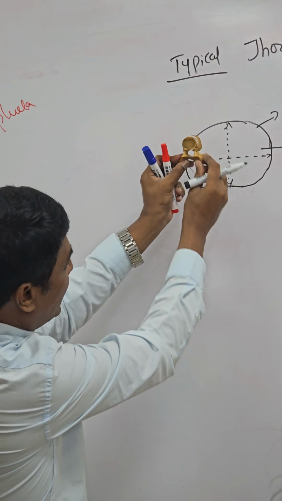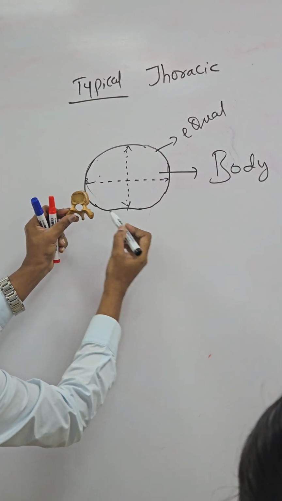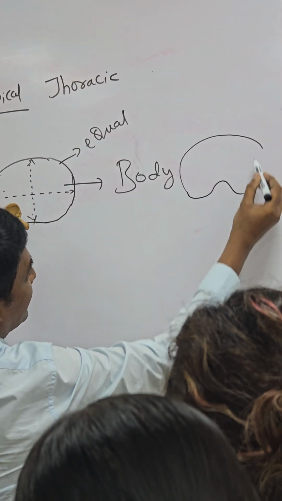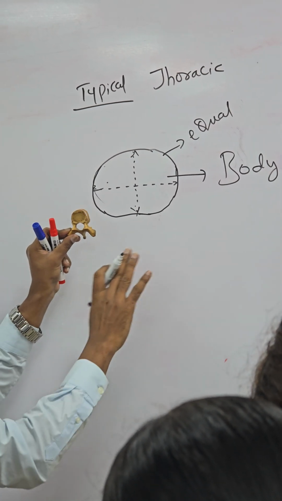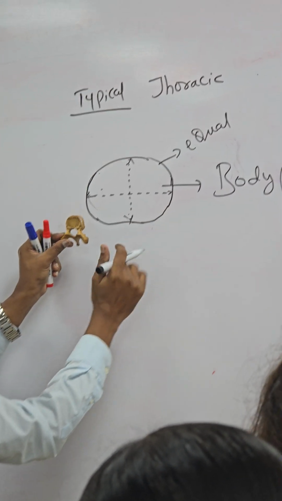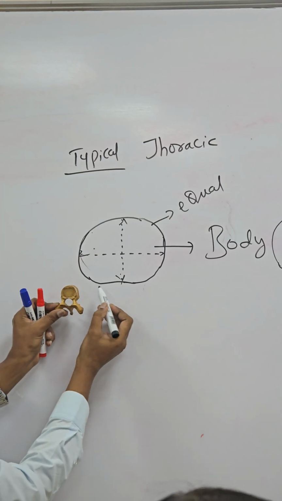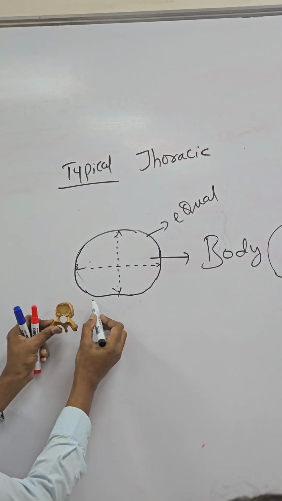And after observing this, this is the body of the thoracic vertebrae. Some of the books have given it as heart shaped. That's fine, I don't talk about the shape. According to me, now this is the anterior part, the body. You understood now the body.